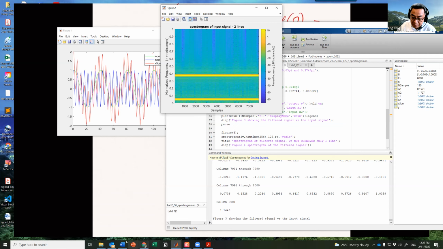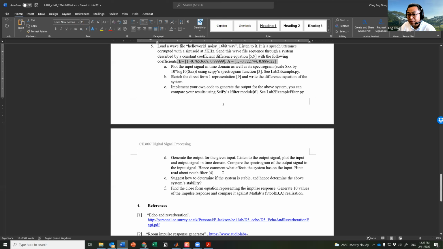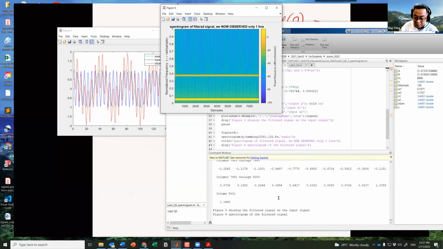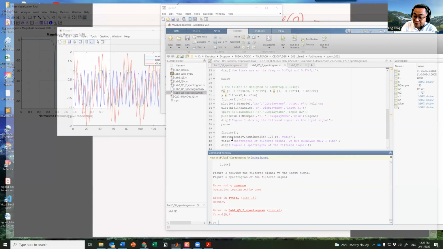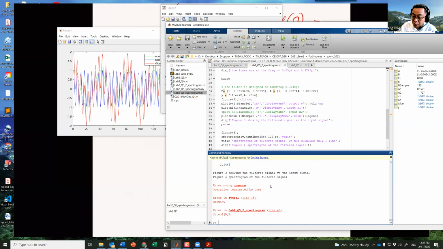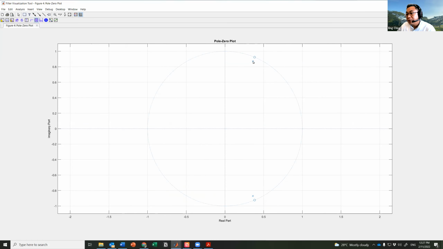So with this discussion, I hope that you now can already answer what is number 5. Now, how do you determine the stability of the system? If you can use MATLAB, Matplotlib, it's easy. What you need to do is FV2 B and A, and you check the pole and zero location. So you see the pole is inside the unit circle, and therefore the system is stable. There are 2 poles here.